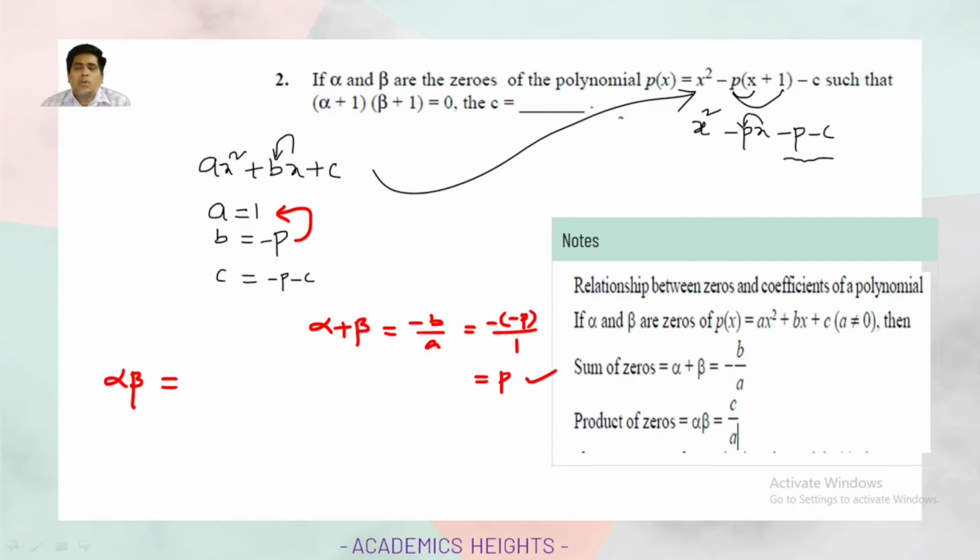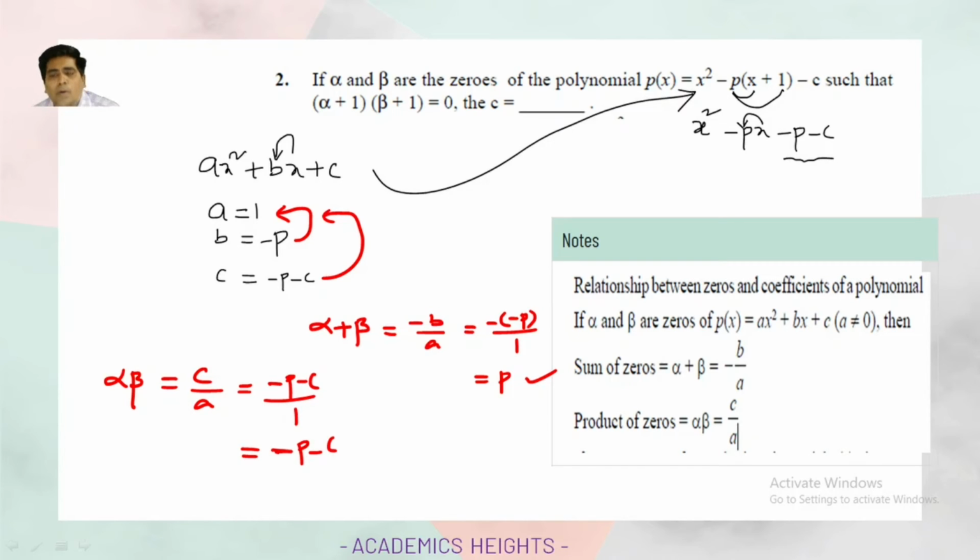Now I will move to the product of the roots. The product of the roots is equal to c by a. What is the c value? What is the a value? So we divide this by this: minus p minus c by 1. If you divide by 1, it is the same thing, so the numerator is minus p minus c. So I got the value of alpha beta as well as alpha plus beta.